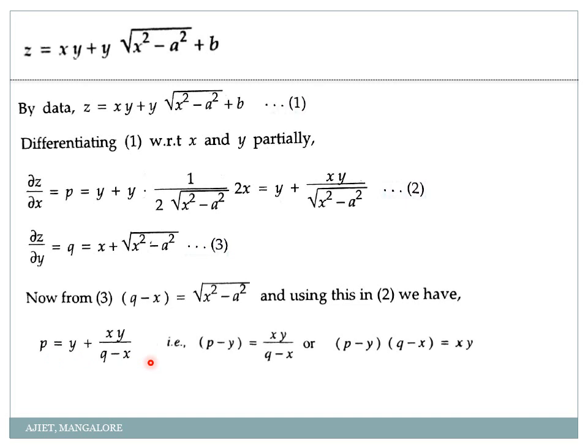I have taken y to the other side, it becomes p minus y is equal to xy by q minus x. Then I have taken this q minus x to the other side, (p minus y) into (q minus x) is equal to xy, and simply multiply term-wise. I'll get pq is equal to xp plus yq, the required PDE. That's it. My suggestion is you can stop here and keep it as it is. No one will ask you.